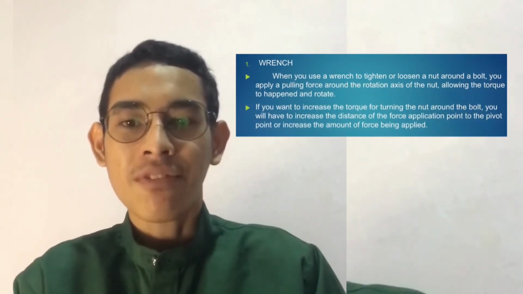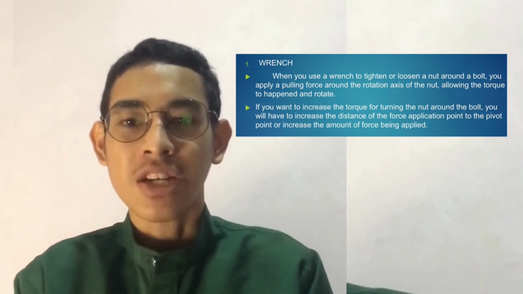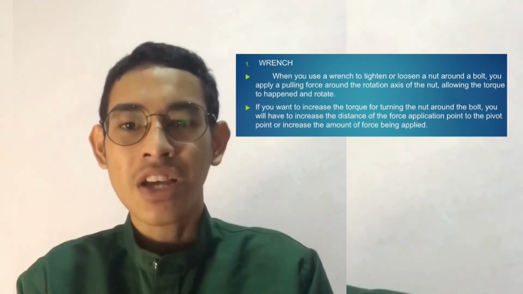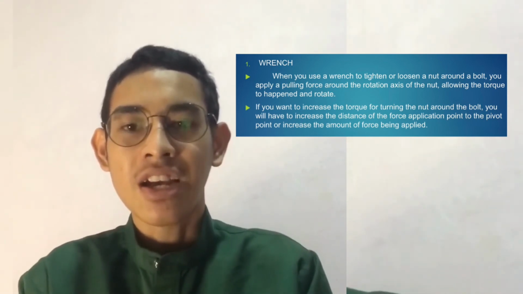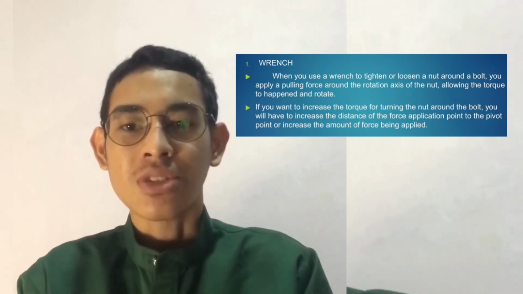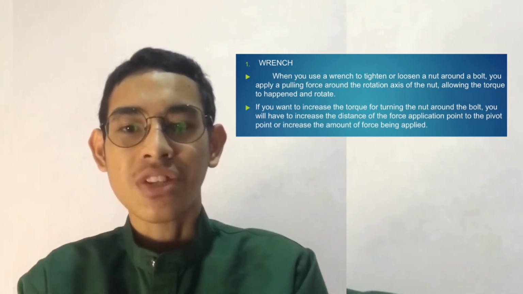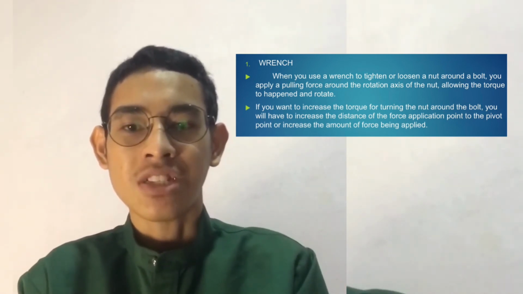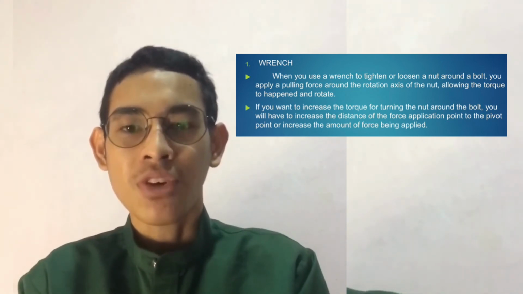The first example is the wrench. If you have ever used a wrench, you will get the idea of how torque is applied. When you use a wrench to tighten or loosen a nut around a bolt, you apply a pulling force around the rotation axis of the nut, allowing the torque to happen and rotate. If you want to increase the torque for turning the nut around the bolt, you will have to increase the distance of the force application point to the pivot point or increase the amount of force being applied.